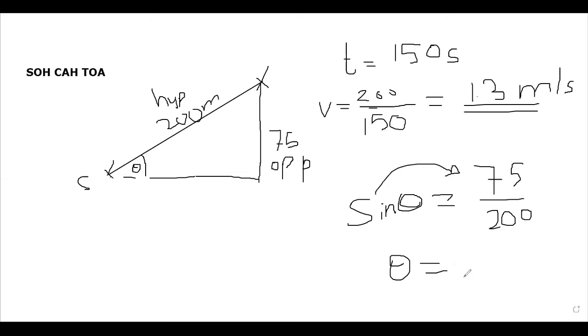What does it give? Someone calculate it, please. 22 degrees. We found theta. So we say that the velocity is 1.3 meters per second with an angle with the horizontal of 22 degrees. Anyway, you can express the direction.